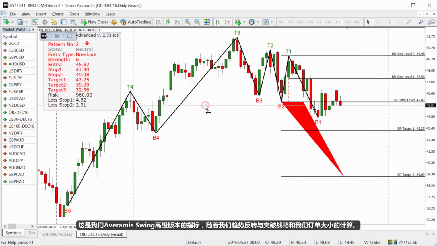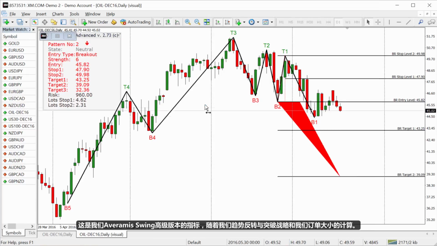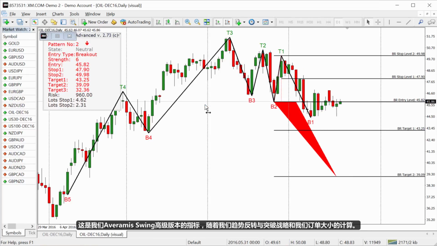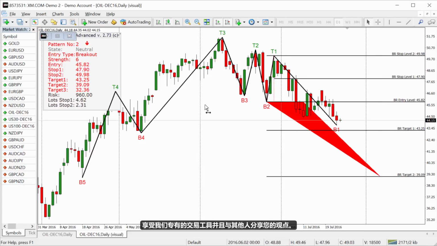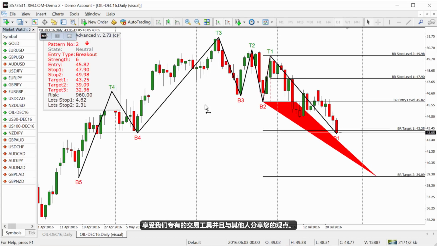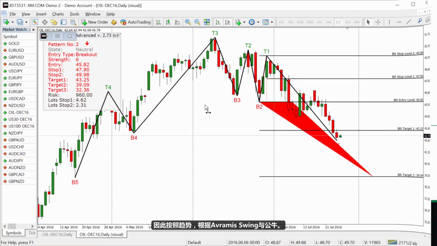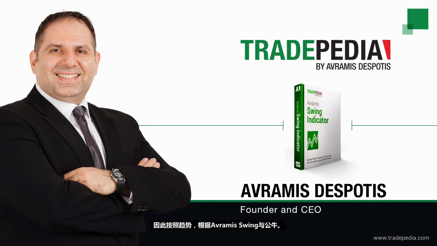So that is our Avramis Swing Advanced version indicator, along with our trend reversal and breakout strategies and our position size calculator. Enjoy trading with our proprietary tools and wish you green pips to everyone. So follow the trend, follow the Avramis Swing, and follow the bull.